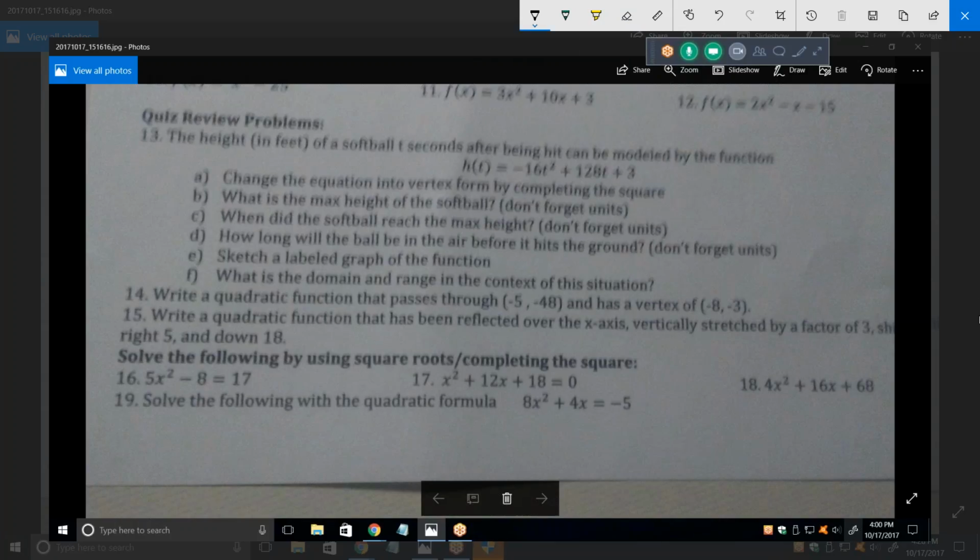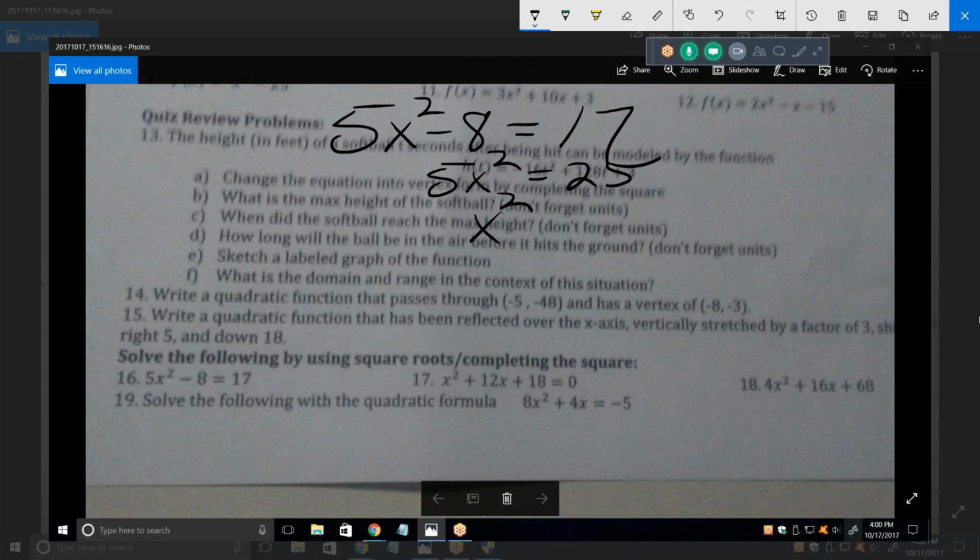About 16. And you can solve it using either square roots or completing the square, which is going to be easier here for this first one. Completing the square? No. Square roots always works easier if there's no x term. There's an x squared term, but there's no x term. So I can add 8 to both sides, so I get 5x squared equals 25.